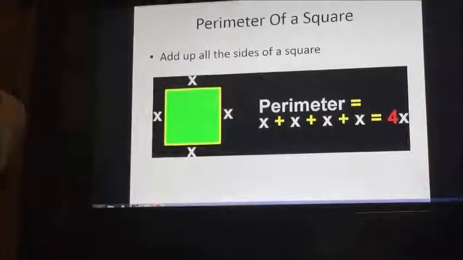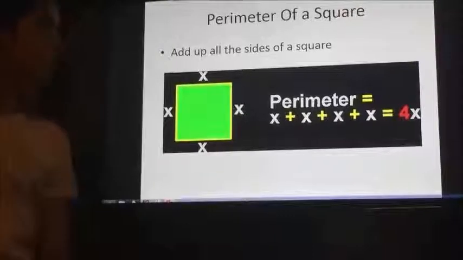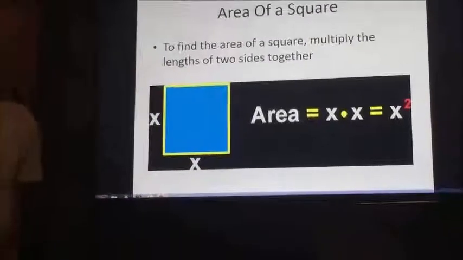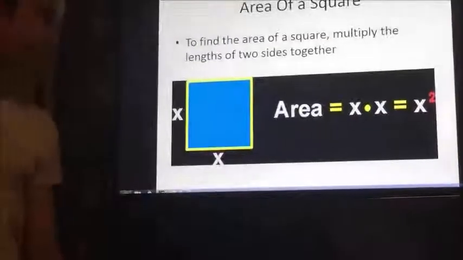Perimeter of a square. Add up all the sides of a square, like 4x, if we call the side x. To find the area of a square, multiply the length of 2 sides together. If we call the side x, it's x squared.